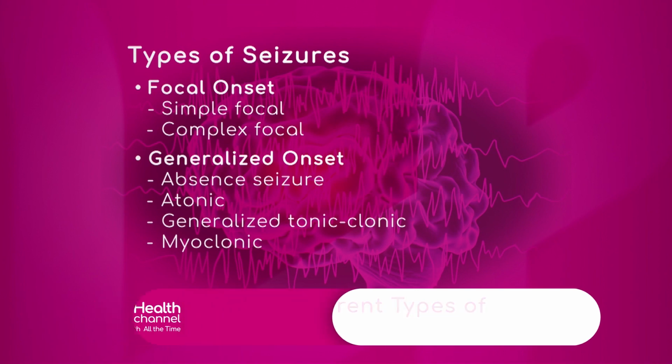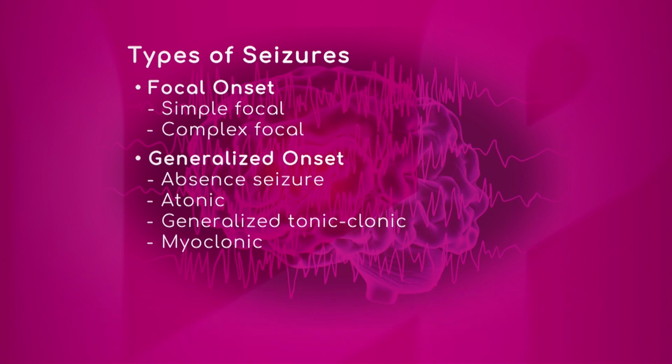Let's go through this, doctor. Focal onset, let's talk about that first. That means that the seizure originates in one part of the brain, and depending on which part of the brain that is, you will see a complex symptomatology or signs of that seizure. A complex focal seizure is a seizure that starts in a certain part of the brain and spreads locally and causes a dyscognitive state, so the patient becomes unaware.